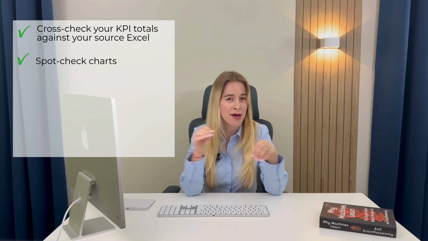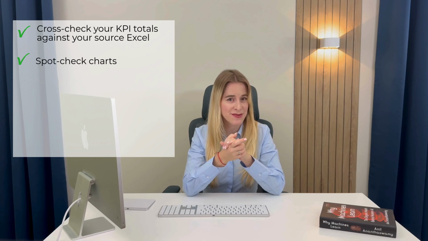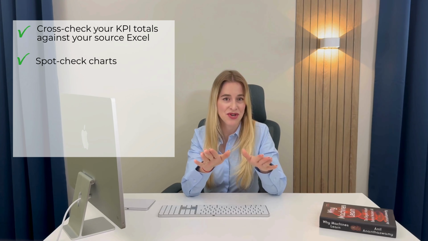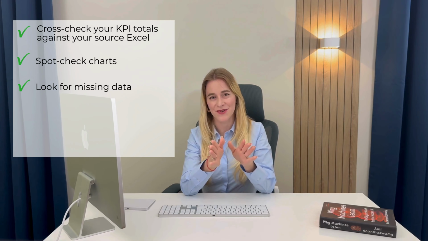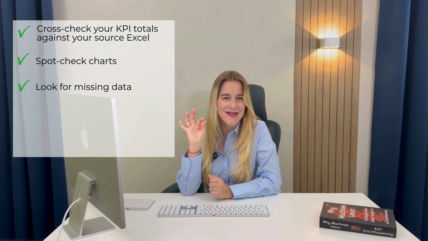Second, spot check one chart. Pick the revenue trend for a specific month and manually count the matching rows in Excel. Do they agree? Third, look for missing data. If you had 500 rows and the dashboard is showing 480, where did the other 20 go? Claude may have silently excluded nulls without telling you.